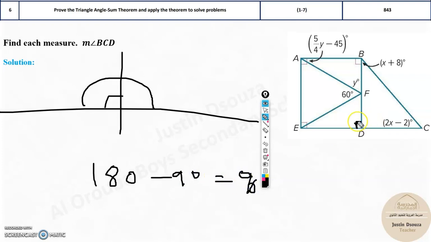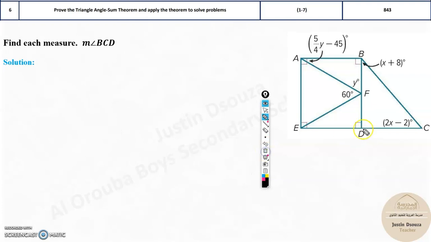Or as a thumb rule, you should always remember, when you have a 90 degree, the other side will definitely be a 90 degree as well. So now over here, you got this 90, so this will also be 90. And there is one more rule that says, if there is a 90 degree on a triangle, then the other two angles must add up to be 90 degree.